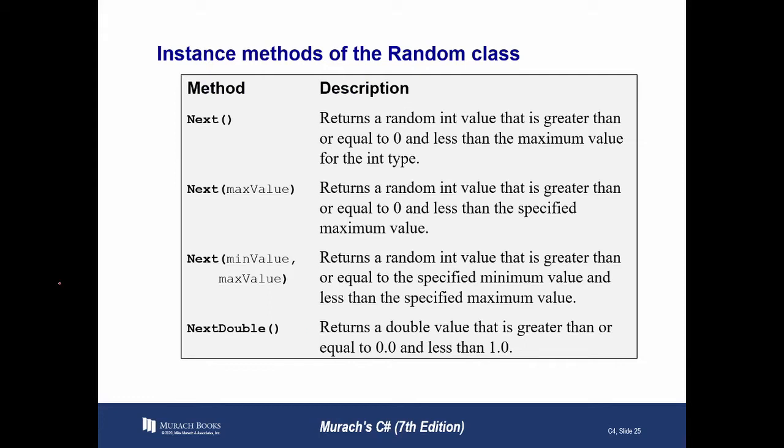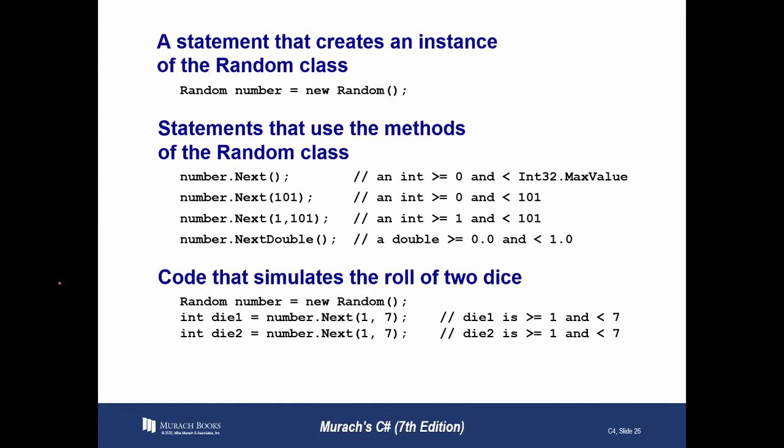I don't want to talk so much about this slide, but I do the next one. We're talking about generating random numbers. What you can see here is that we're going to create this instance of a random number generator. And once we create that using the Random class, we can go and use these different methods inside the Random class.